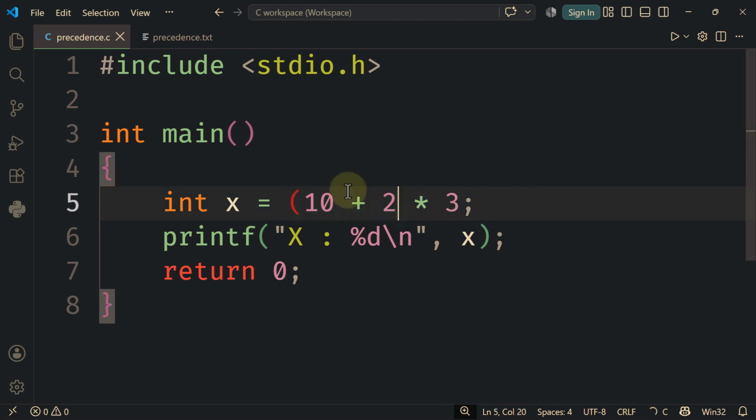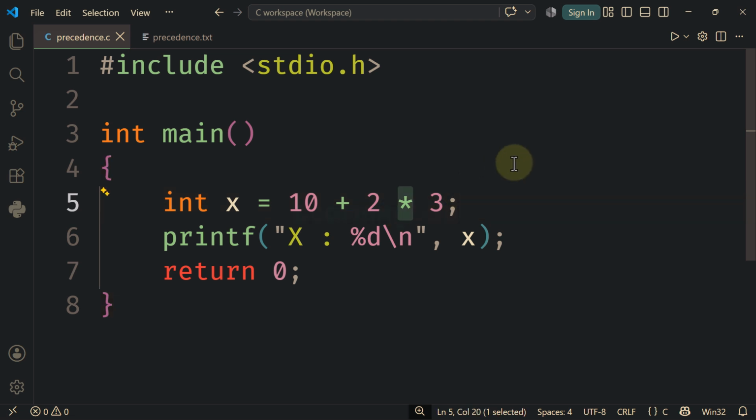Another important thing is, as a programmer, your duty is to write readable code. You should simplify things and make the code more readable. For example, if I write something like this, then as a programmer, if I know the operator precedence, I can say the multiplication will be performed first. But if I don't really remember the operator precedence, then if I look at this code, I may get confused about this.